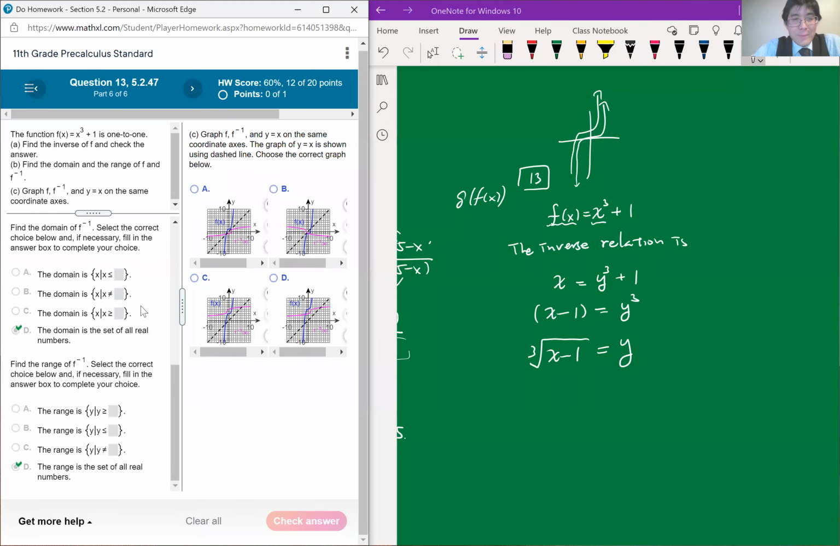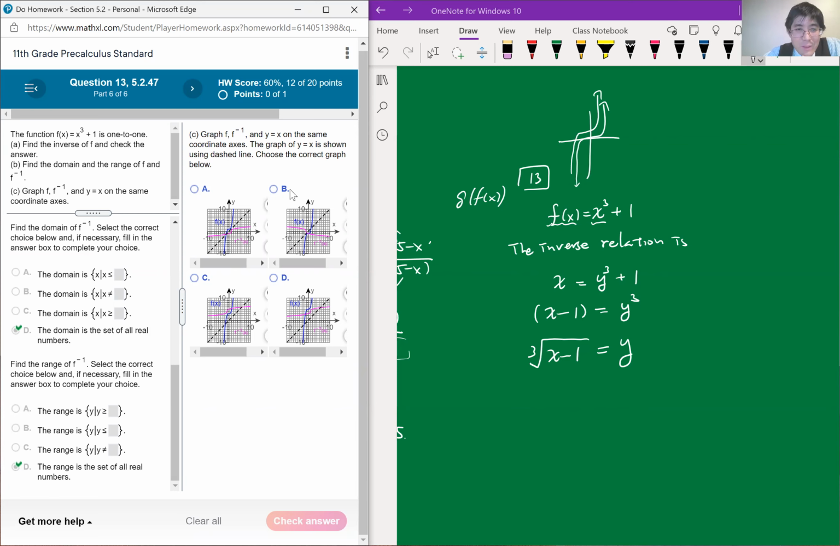Now the graph, looking at the choices. The blue one seems to be very small. I cannot see it. The blue one looks like a cubic function, and the pink one should be its inverse. They must be symmetric with respect to the line y equals x.